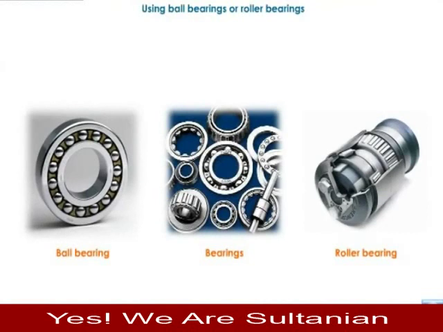Using ball bearings or roller bearings. As rolling friction is less than sliding friction, ball bearings and roller bearings are also used for decreasing friction. Small balls or rollers made of steel are placed between the moving parts.